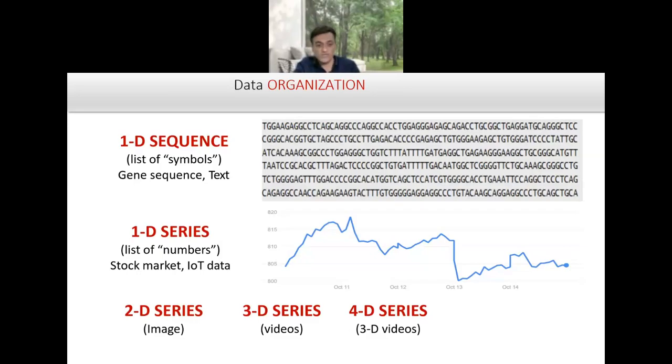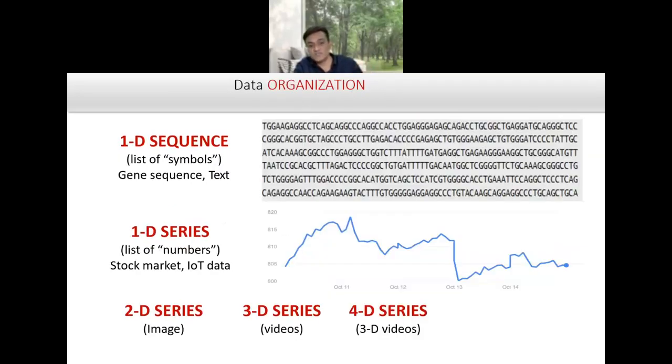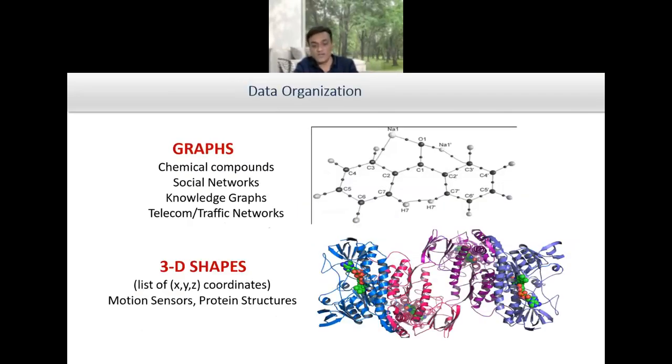A 2D series of data is the case of an image, because we have RGB, three different sorts of things. Video data we have in terms of a 3D series. 4D is basically 3D videos. It is all about different sorts of organization of the data. So multivariate, basket, bag, 1D sequence, 1D series, 2D series, 3D series, 4D series are all different sorts of organization.